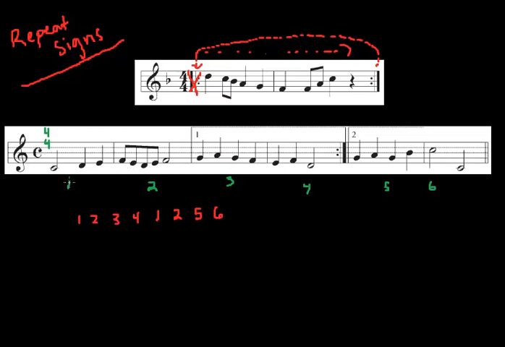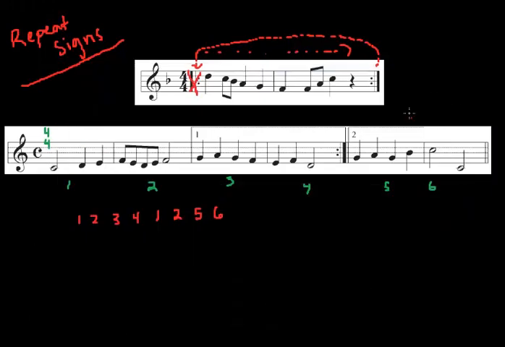So again, instead of going one, two, three, four, repeat one, two, three, four, because of the one and two, it tells us to replace the section that's covered by the one with the section that's covered by the two. So that's telling us basically to go one, two, three, four, repeat one, two, five, and then six.